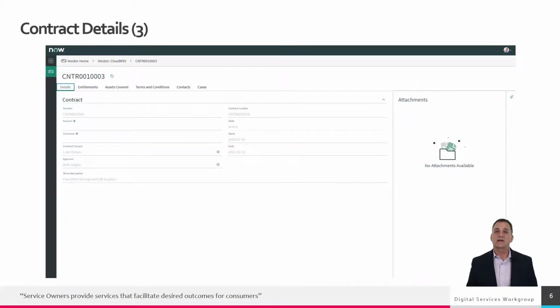The big things on the contract, besides your point of contact, are the start and end date and the terms and conditions. If you are a service owner, you should be aware of these 2 things at a minimum. It's a great relationship to maintain since your contract managers are as dependent on you as you are on them.